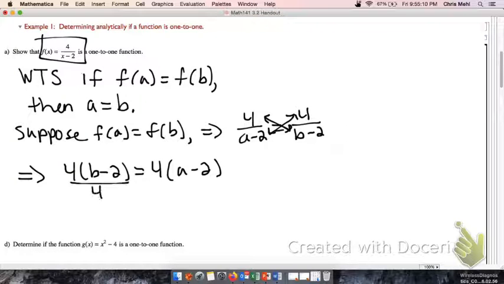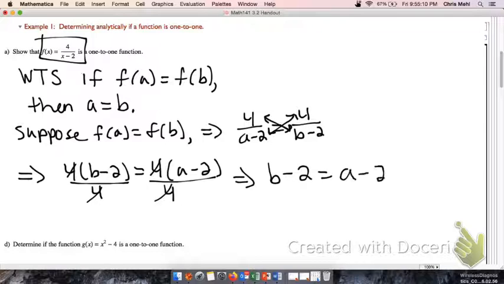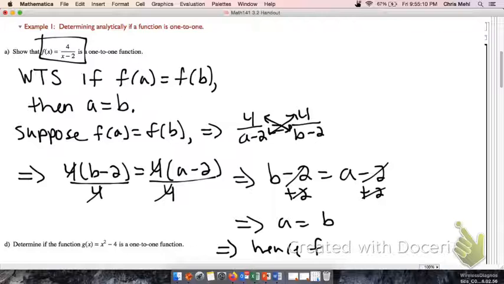And then I'm going to divide both sides by 4. So that's going to cancel the 4's on both sides. And I just get b minus 2 equals a minus 2. And then I'm going to add 2 to both sides. That's going to get rid of my minus 2's. And the result there would be that a equals b. Hence, f of x equals 4 over x minus 2 is 1 to 1.